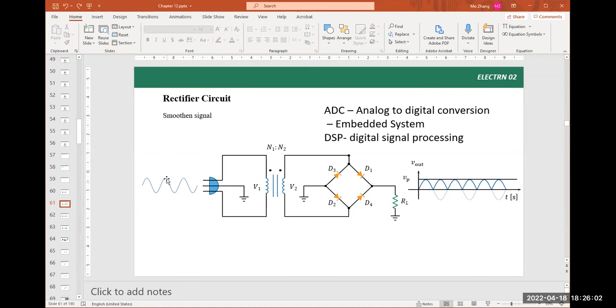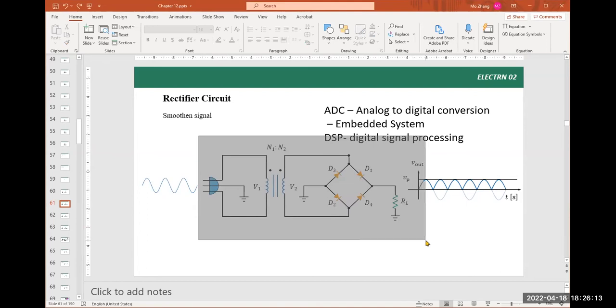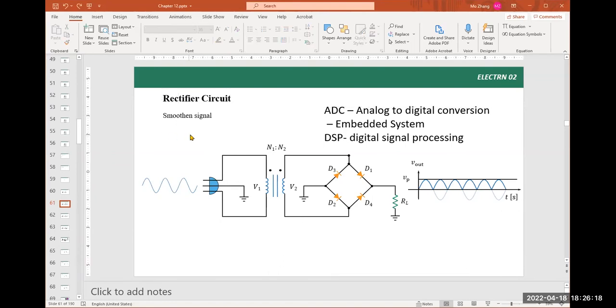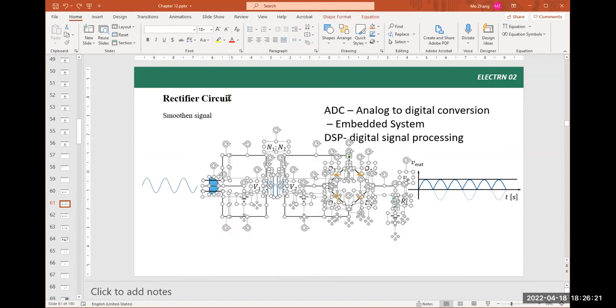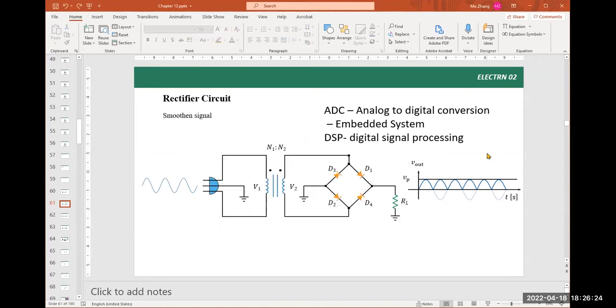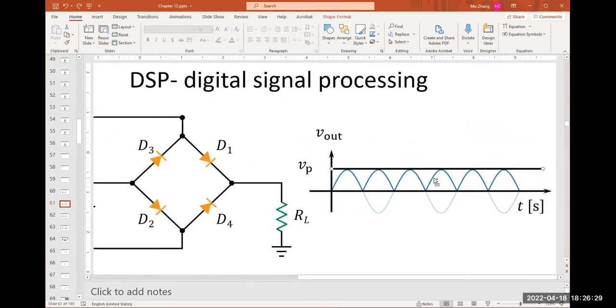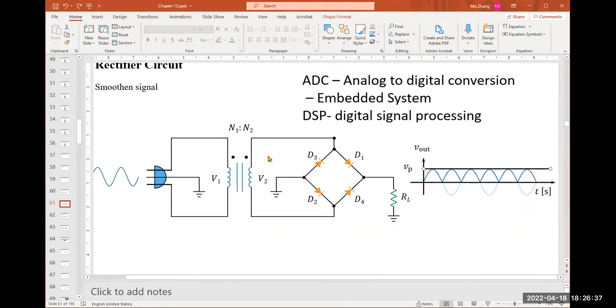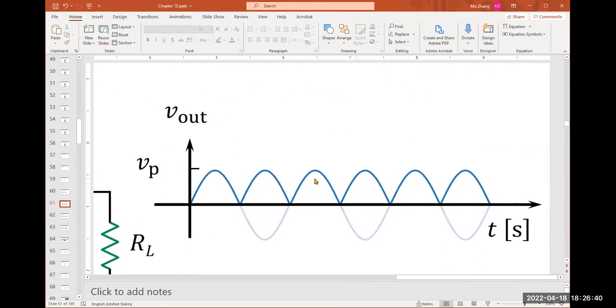This is an alternating current entering to this device, and the output is a horizontal line, which is the direct current. The device, the electronic component, the equipment that's conversion is called rectifier. Now, this is the circuit of the rectifier, so it's called rectifier circuit. As you can see, input is a sine wave, and the expected output, eventually, is supposed to be a horizontal line. However, if you just use this circuit alone, it does not give us a horizontal line.